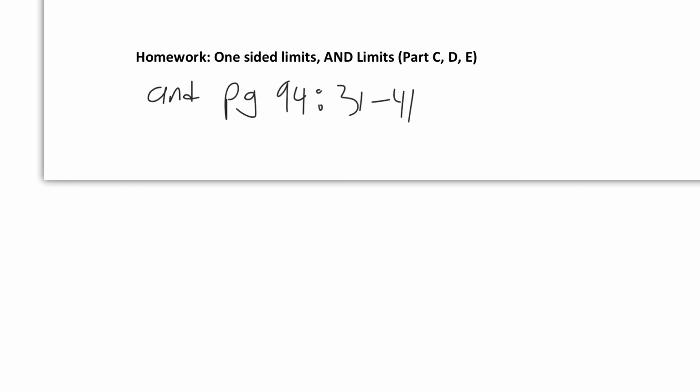So for homework, you can do the one-sided limits worksheet, the limits worksheet parts C, D, and E, and also page 94, number 31 to 41.